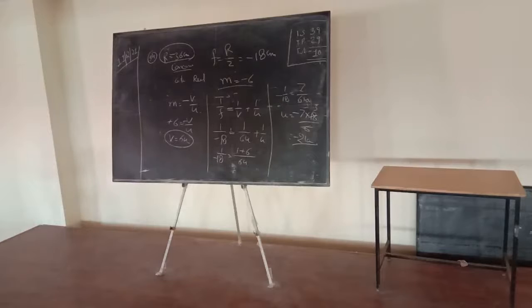So the object will be placed 21 centimeter from the mirror. You can also find the value of v by multiplying u by 6, because v is equal to 6u, so v is equal to 60. So please solve this question.